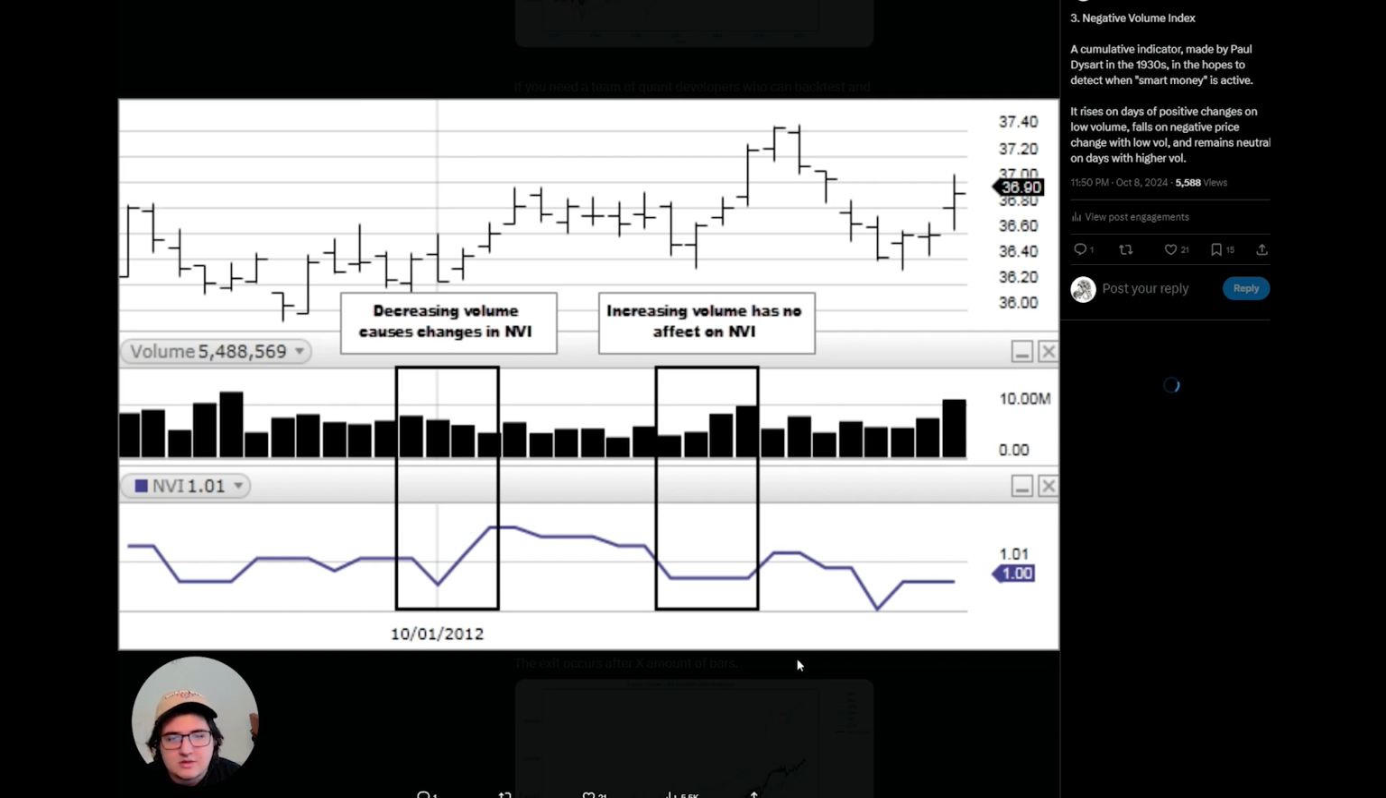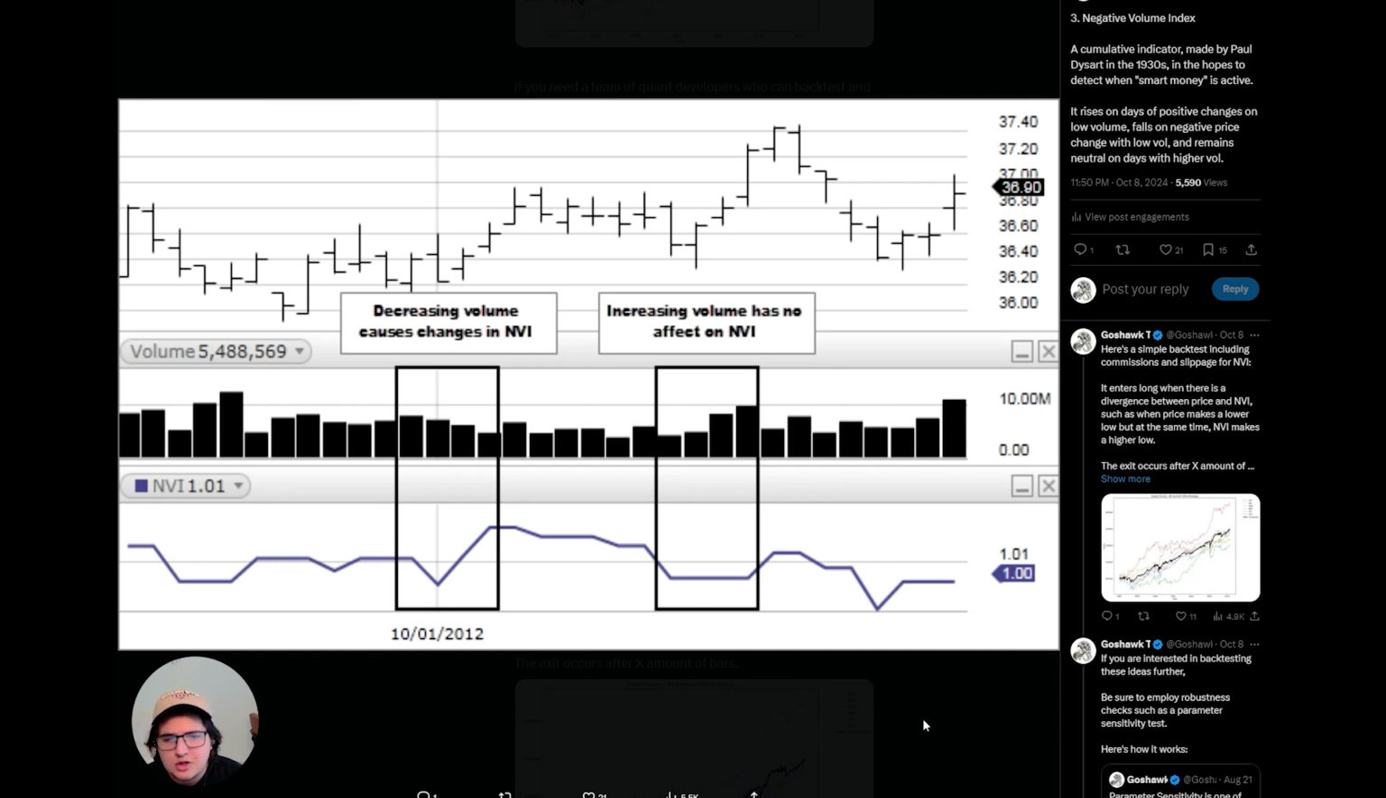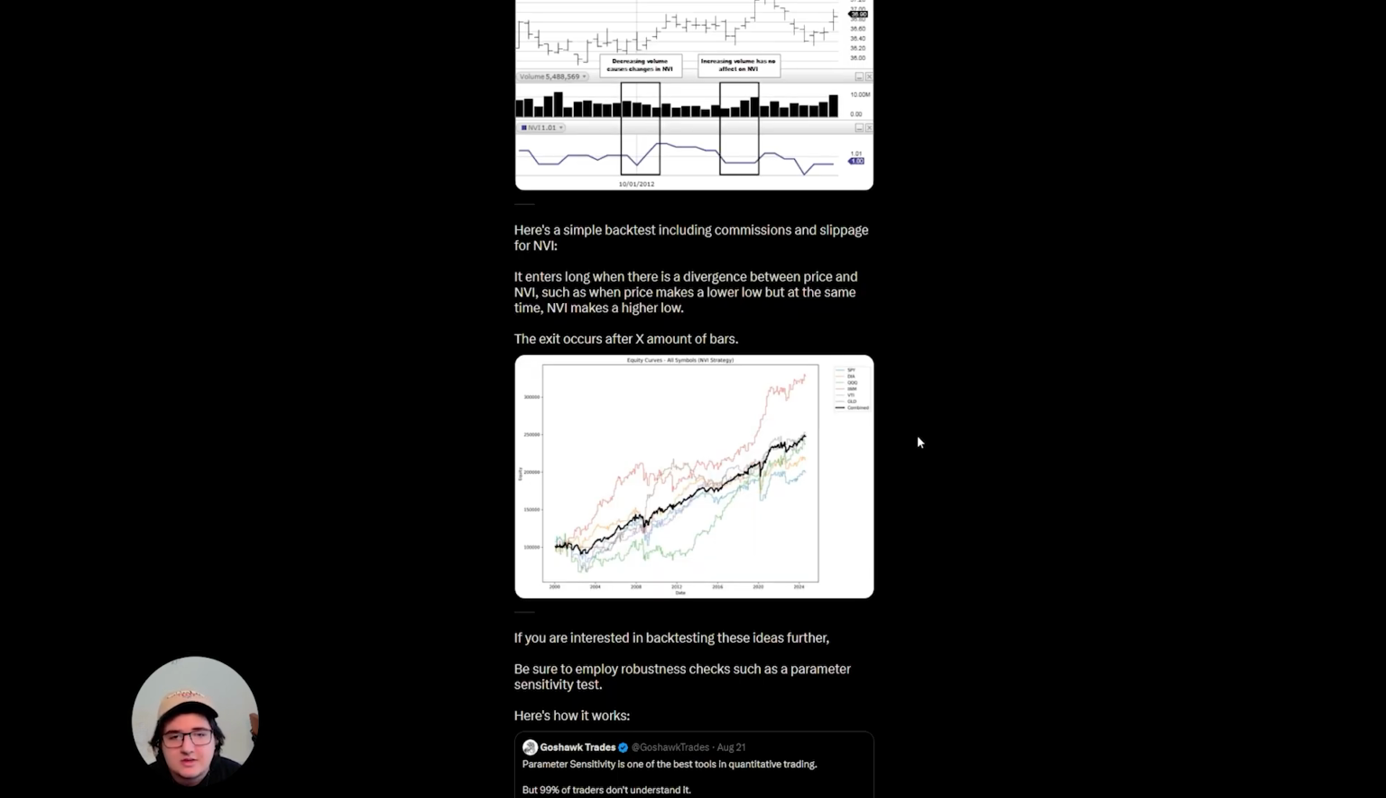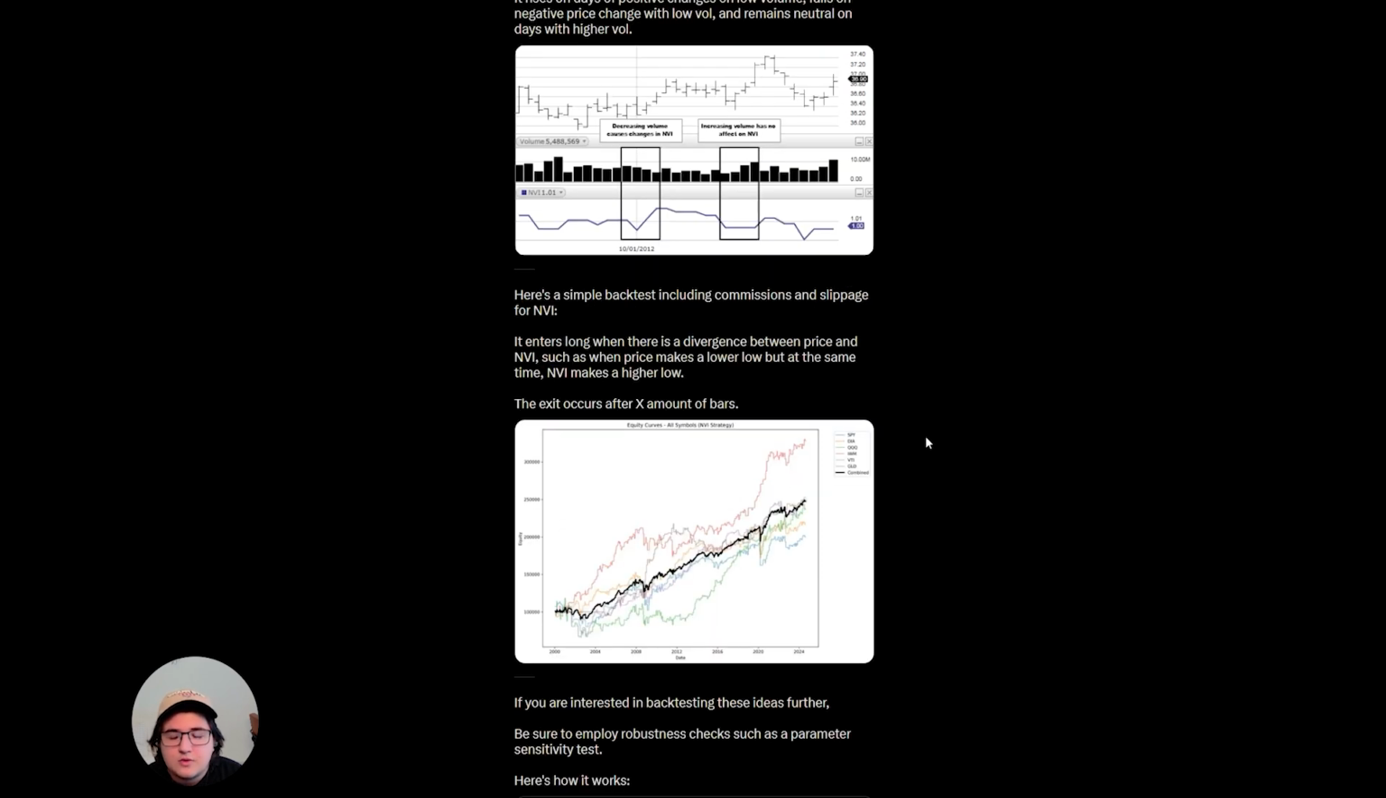So this is just an idea of how the indicator works on a daily chart. Now, I also performed a simple backtest, including commissions and slippage, for this negative volume index indicator. It enters long when there is a divergence between price and the negative volume index, such as when price makes a lower low, but at the same time, NVI makes a higher low. The exit then occurs after X amount of bars.